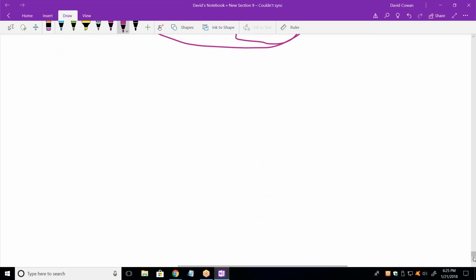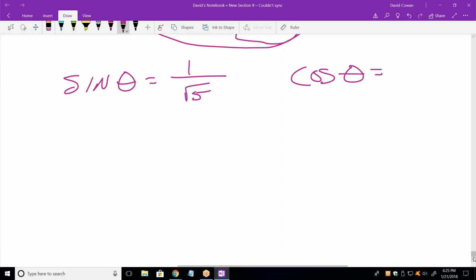So given sine of theta equals 1 over the square root of 5, and cosine of theta is 2 over the square root of 5, it wants us to find the 6 trig functions again. Notice he didn't rationalize them. What quadrant are we in? That's the first step. Isn't that the first quadrant? Has to be. It's the only place both sine and cosine are positive.